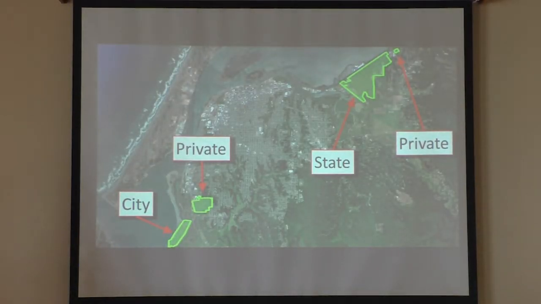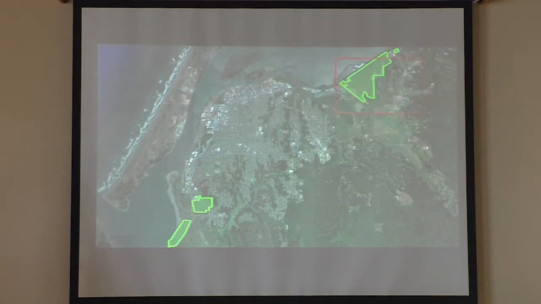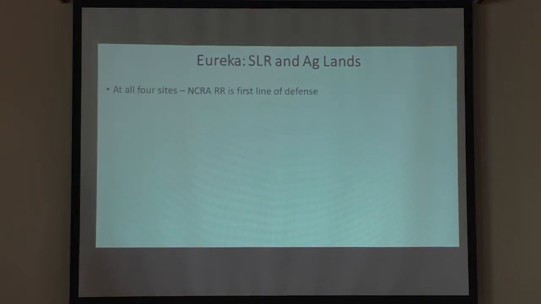So again, looking at this, you've got the state lands, 2 private parcels, and the city for ag lands, getting back to ag lands. At all 4 sites, the NCRA Railroad is the first line of defense against sea level rise. In 3 of the 4 sites, US 101 is the first line of defense. So these ag lands are not facing sea level rise alone. They have 2 major infrastructure providers in the way between them and sea level rise. And that's a really important component of all of this as well.